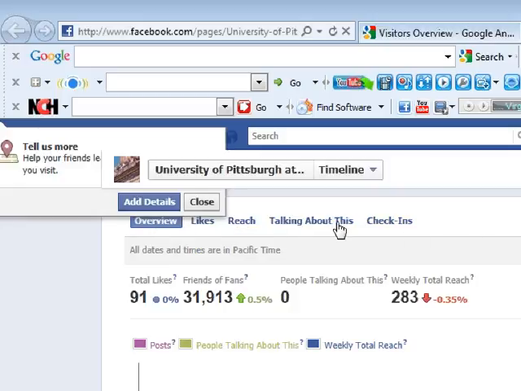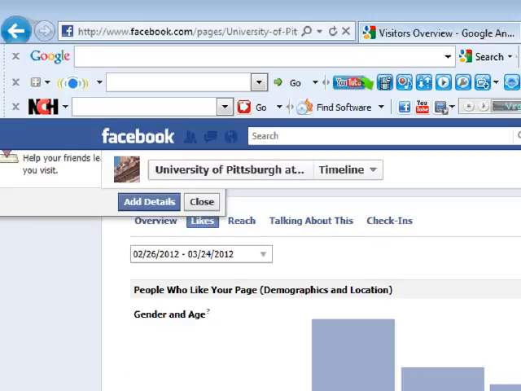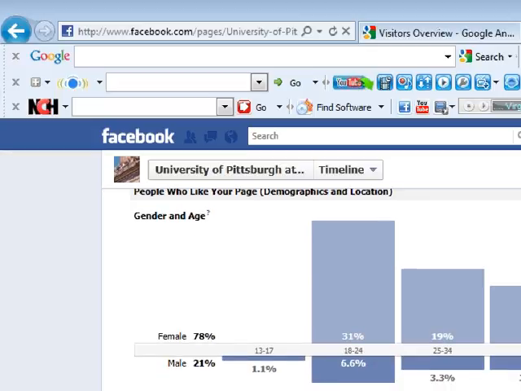Now let's go across the menu at the top of the page and find out who liked us. It will effectively come in and load a graph. Here it is.